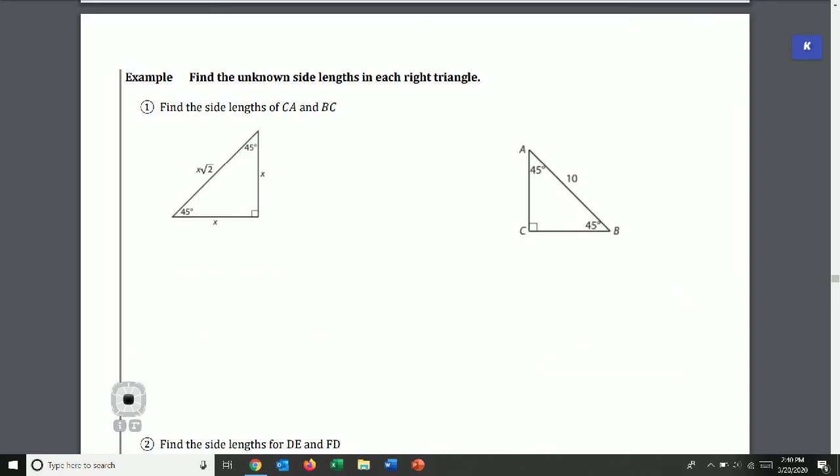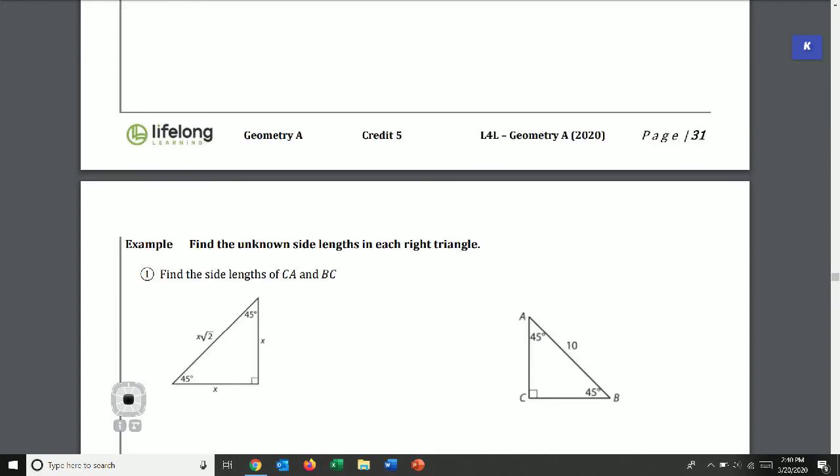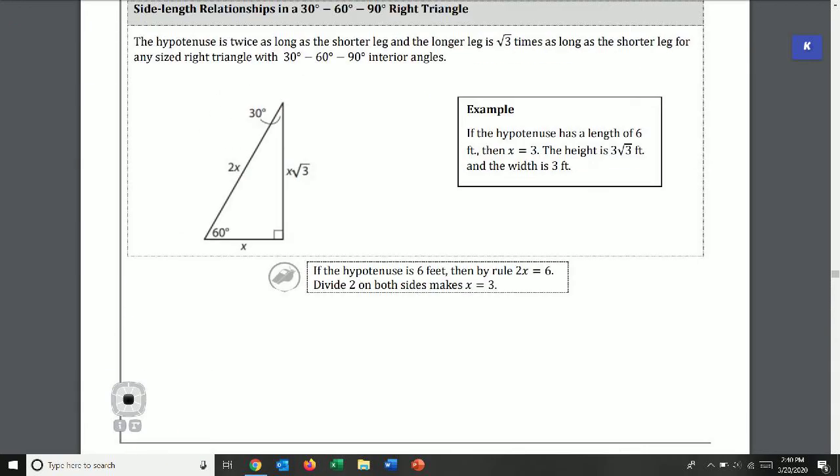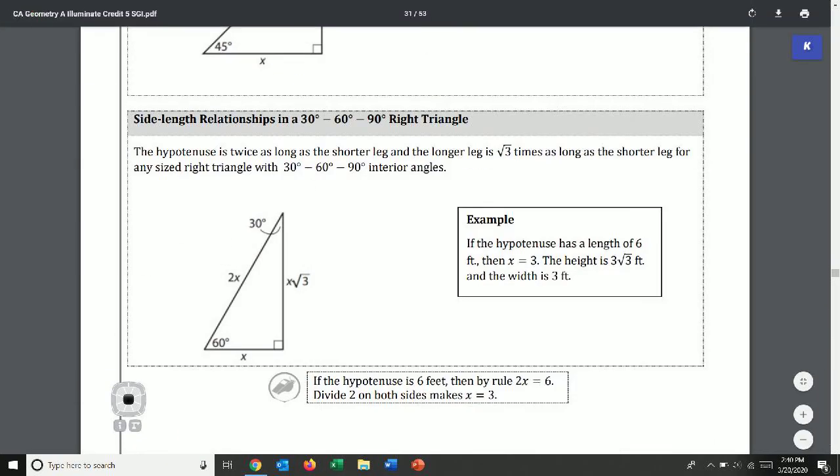Okay, so now I want to talk about the next theorem, 30-60-90 right triangle. So this is the formula again, and we're going to be using the formula to help us solve a problem.